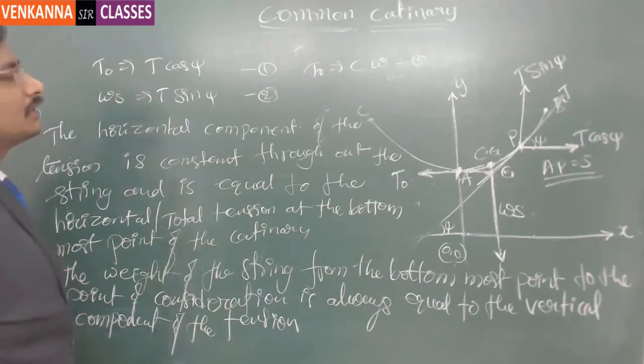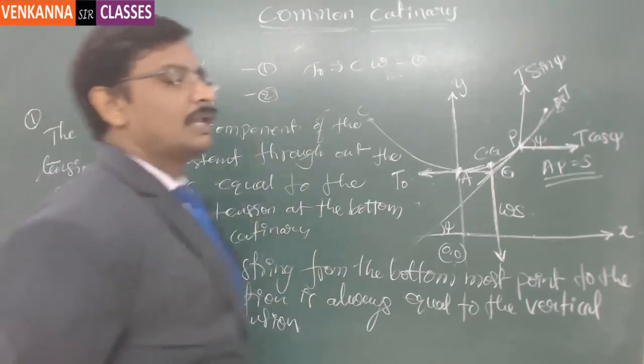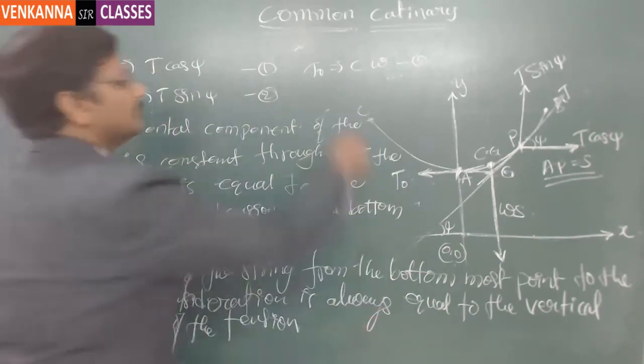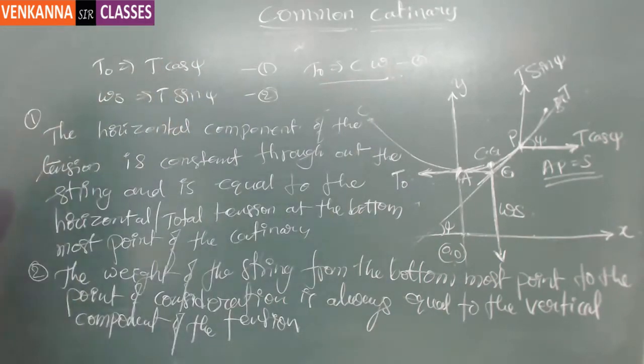And the horizontal tension is always equal to the parameter multiplied by weight per unit length. That is the third conclusion. So that is this one. You note down this. I'll write the third one also.